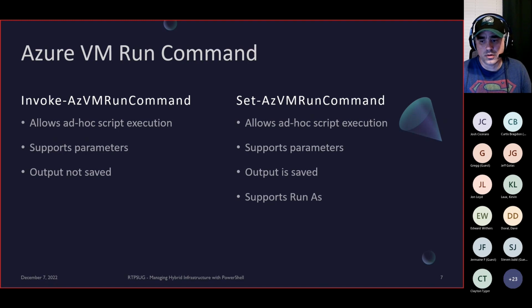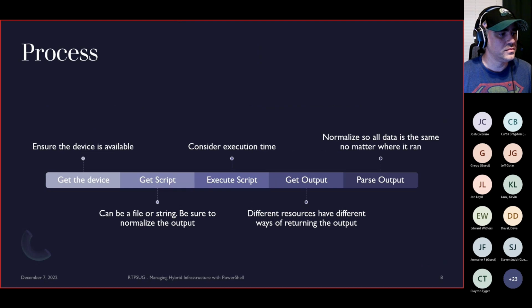They also support a run as. By default, everything runs as the system account, but if you need it to run as a different account, it can do that as well. Right now, there is not a cmdlet to run the commands on an Arc server. So as you'll see, we'll have to do some REST API to get through there. But the functionality becomes the same.